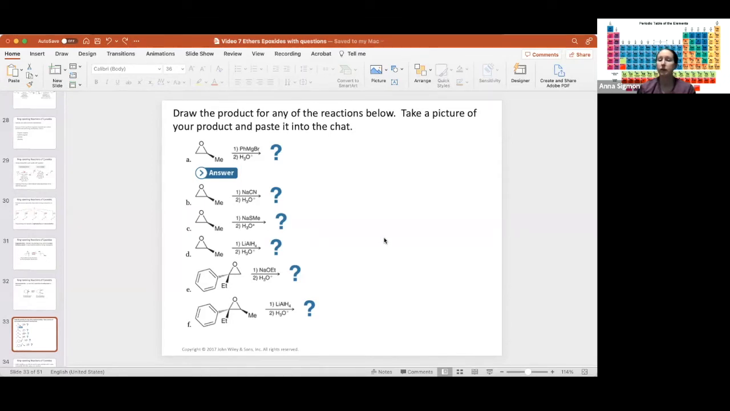In part D, the nucleophile is the lithium aluminum hydride. So it's going to be H- is the nucleophile. In part E, NaOEt stands for sodium ethoxide. Et is short for ethyl. So the nucleophile there is an oxygen with a negative charge, and the oxygen is bonded to an ethyl group. And then part F, we have a lithium aluminum hydride again, where the hydride is adding as the nucleophile. So try any of these, try all of them if you want, but pick one of your products drawn, take a picture of it, and paste that into the chat along with an explanation of how you got to that answer.